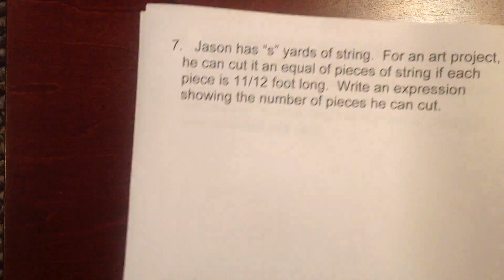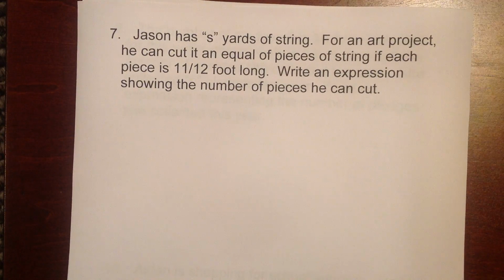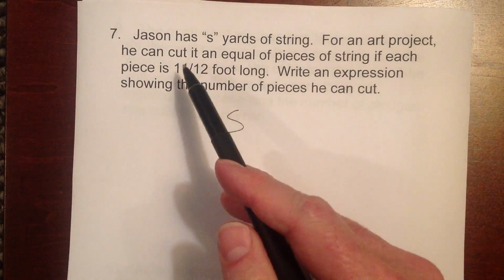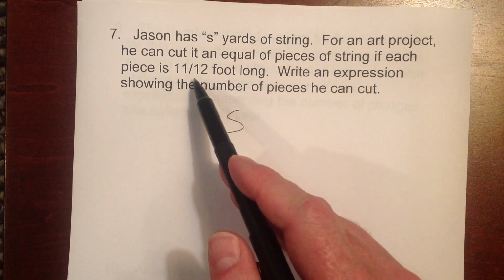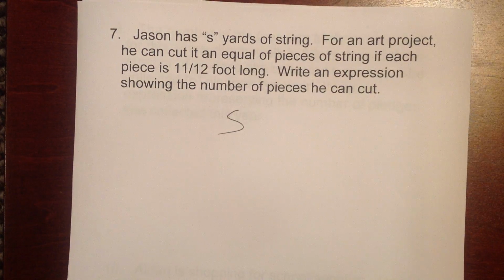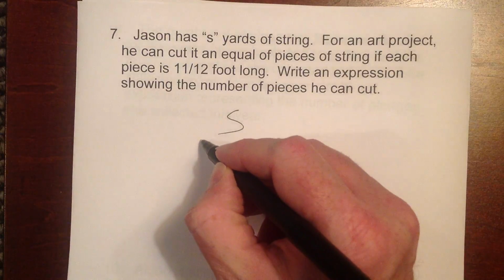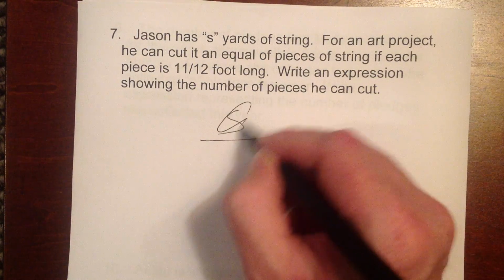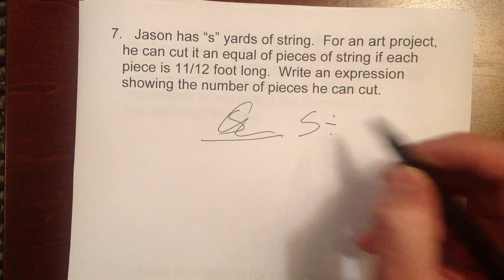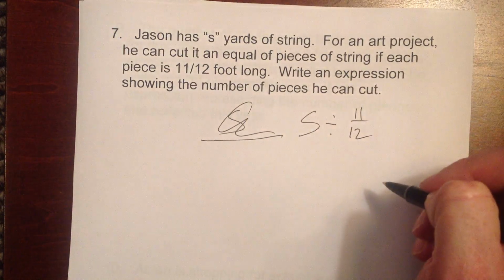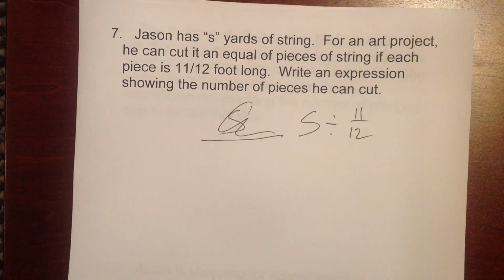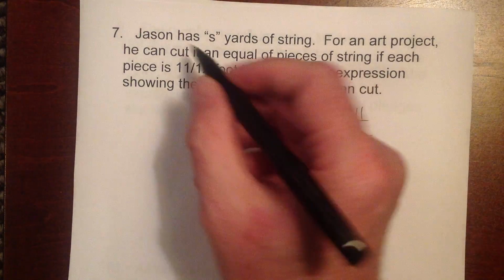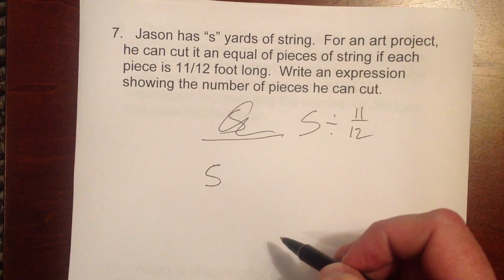This one you really got to use your head on. Jason has S yards of string. For an art project, he can cut an equal number of pieces of string if each piece is 11/12 of a foot long. Write an expression showing the number of pieces he can cut. All right. It'd be S divided by 11/12, because each piece we want to cut is just under a foot long. So if I had, for example, Jason has 5 yards of string.